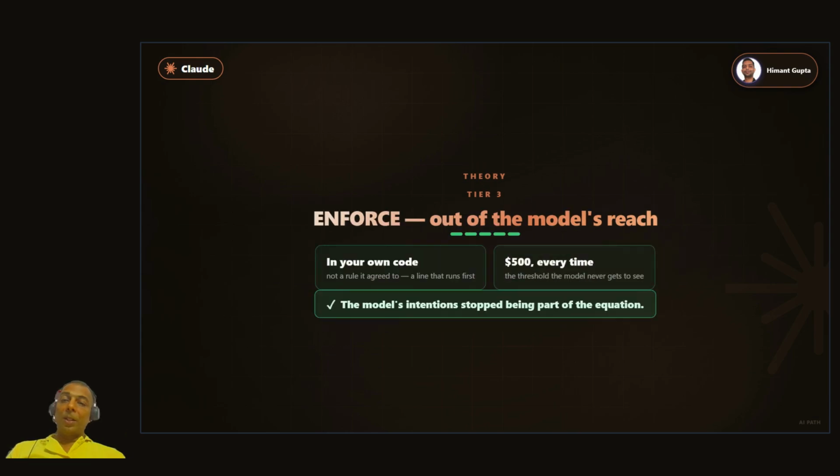Now the third one is enforce, where the check lives somewhere the model cannot reach, which means in your own code, running automatically whether or not the model cooperates. The $500 limit question, for example: if you have a check about a limit that you shouldn't exceed, it's a line in the function that runs before anything happens, whether the model agrees to follow it or not. So that's the engine limiter. The model's intention stopped being part of the equation. The model has nothing to do.